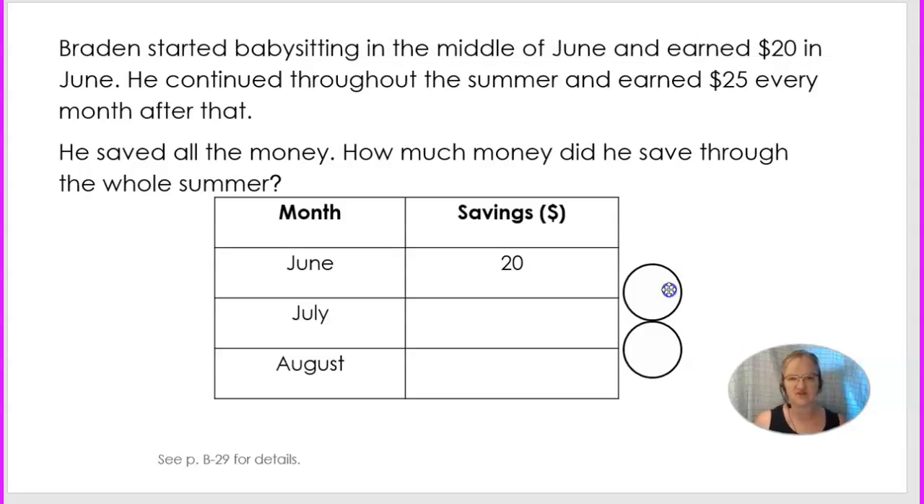On this side, on the left, we have a column for month. So it tells us how many months there are. He started in June and he went through the summer, which would be July and August. So we have just the 3 months listed there.